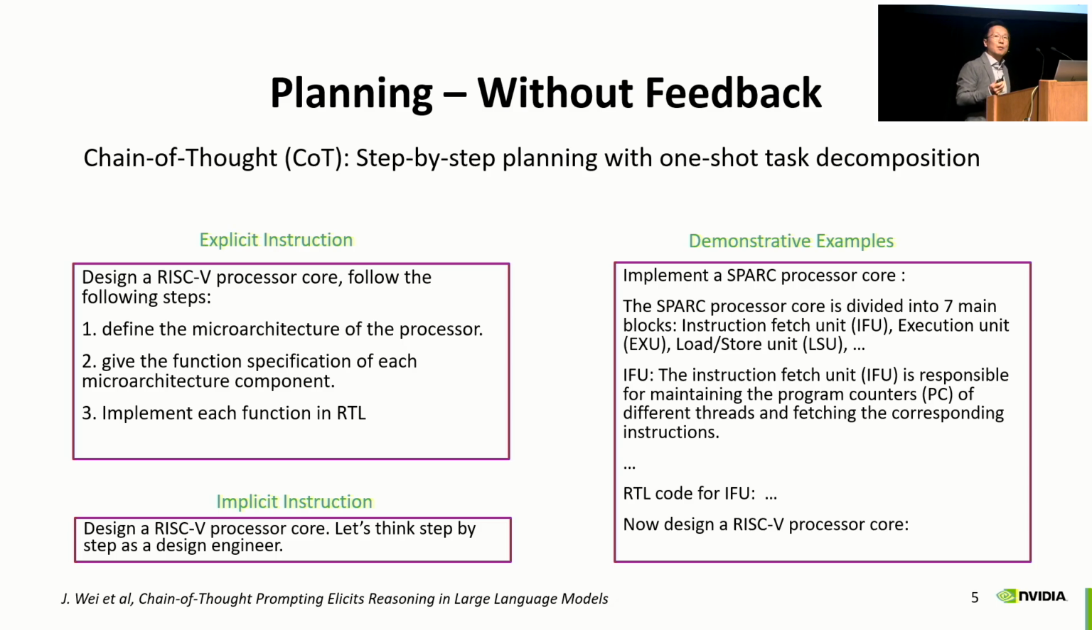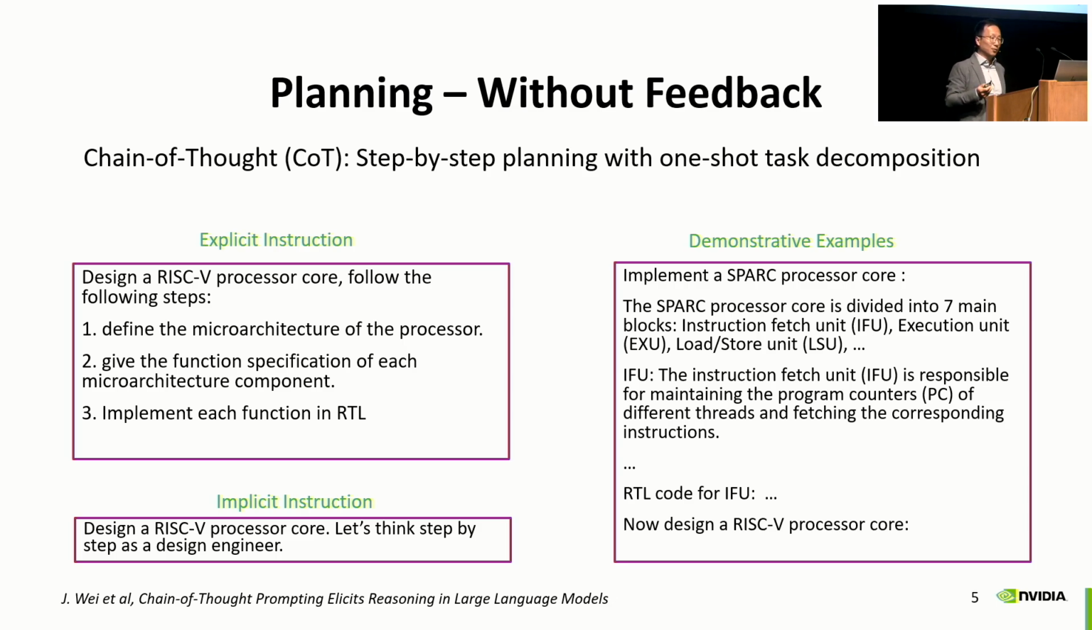Chain of thought is a very commonly used planning method. It plans all the steps in one shot, and it will generate the entire plan, all the steps, through its own reasoning about the task decomposition. There are 3 ways to do chain of thought. You could give explicit instructions to the agent, such as, let's say we'll design a RISC-V processor. We should first do architectural design, then function specifications, and then implement these functions one at a time. This is explicit instructions.